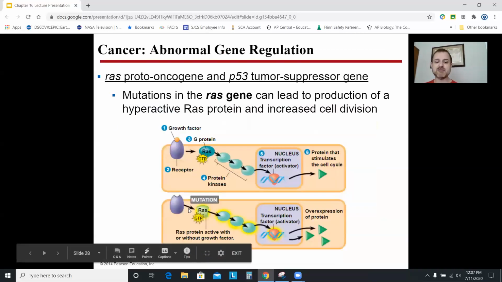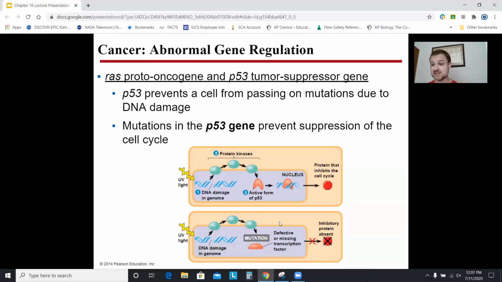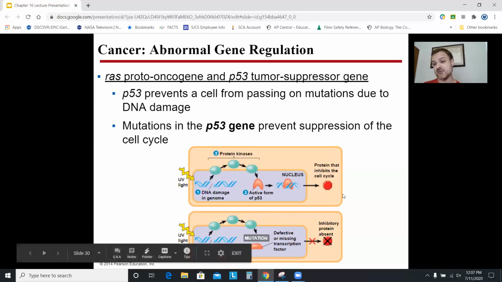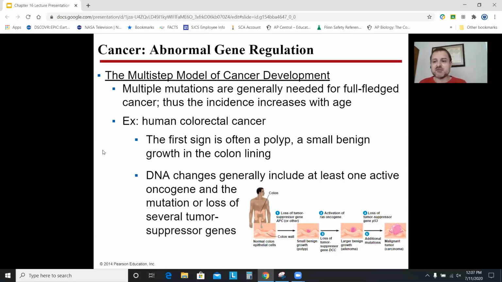So what would happen if I had this down here and I had this down here? That's hitting the gas and breaking the brake pedal, like it doesn't work anymore. That's going to lead to cancer. And there are many different types of genes that are proto-oncogenes or tumor suppressor genes.